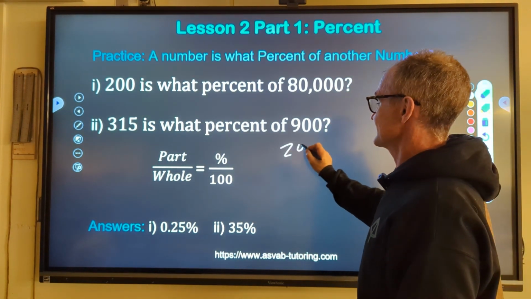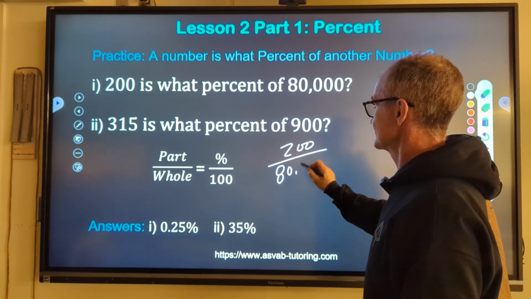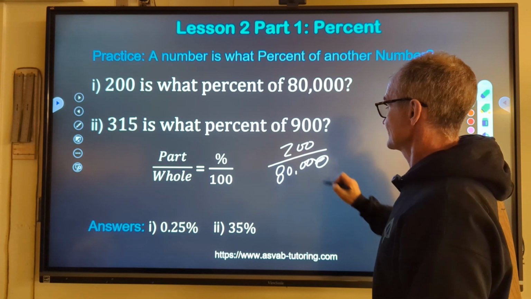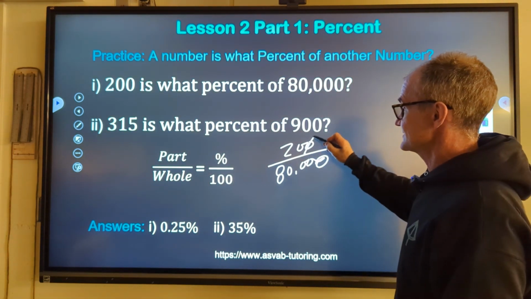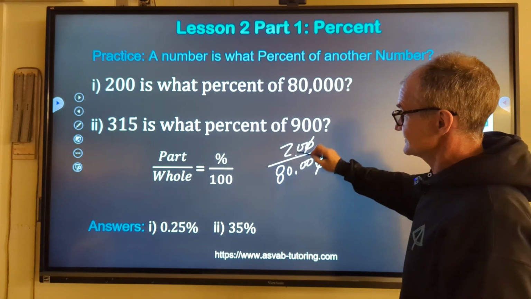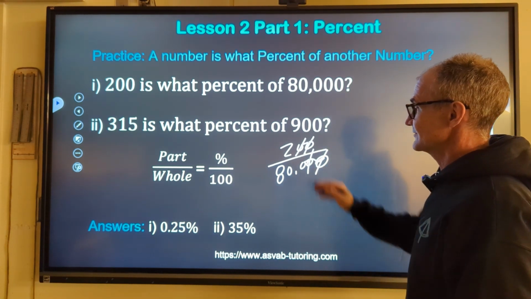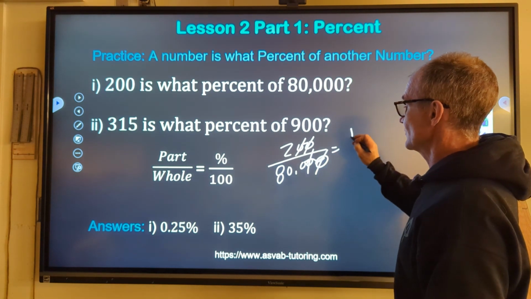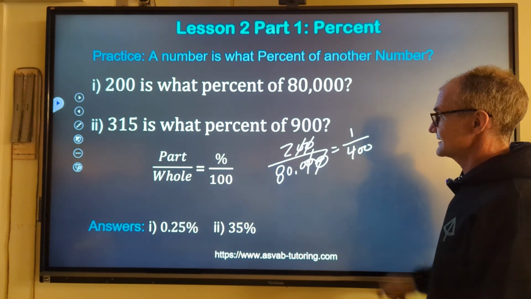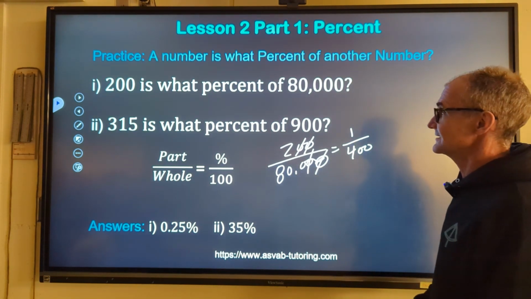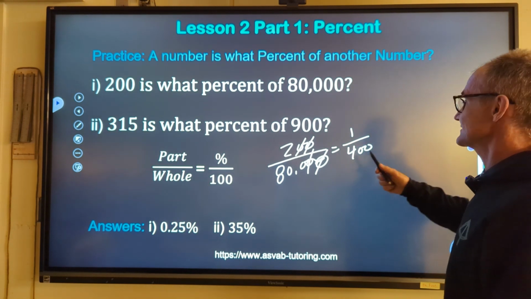I'm just going to write that out. 200 over 80,000, right there. I could just start canceling zeros out. So I cancel 1 0. Cancel another 0. Now I got 2 over 800. I'm going to cut that in half to get 1 over 400, right? That's the same thing as 2 over 800. And I got to convert that into a decimal, then into a percent.